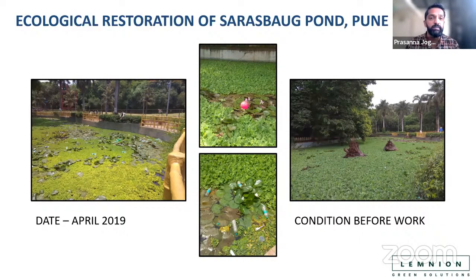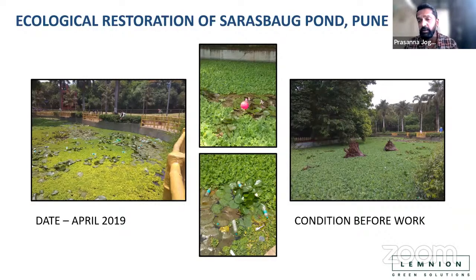So it's a man-made pond again. But however, it faced a lot of issues. As in April 2019, when we visited the place, it looked something like this. And so this is water lettuce, something related to water hyacinth, which we all know of. And so it covered the entire water surface.